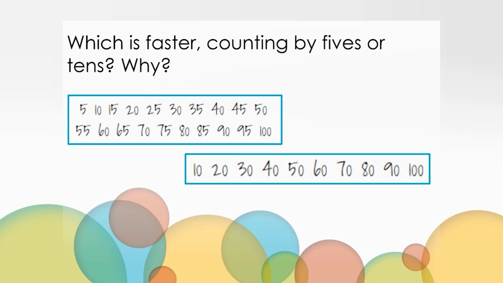Which is faster, counting by fives or tens? Why? I think the tens were the fastest. I only had to write 10 numbers. When I was counting by fives, I had to write more numbers. It's helpful to use skip counting when we're counting larger numbers of objects.